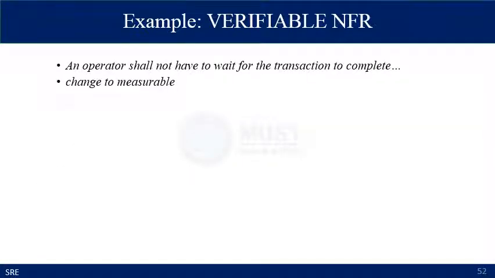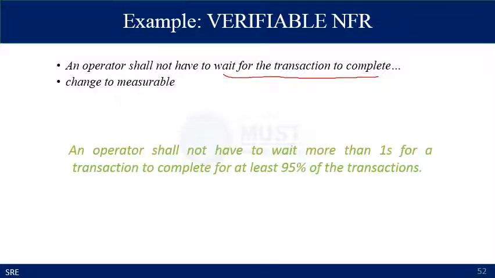Let's discuss some examples of particularly valid software requirement statements. For example, we have a verifiable non-functional requirement. The requirement states that an operator shall not have to wait for the transaction to complete. This is a non-quantifiable requirement, so you have to change it to a measurable feature. It can be transformed into a verifiable requirement by stating a quantifiable measure: an operator shall not have to wait more than 1 second for a transaction to complete for at least 95% of the transactions.